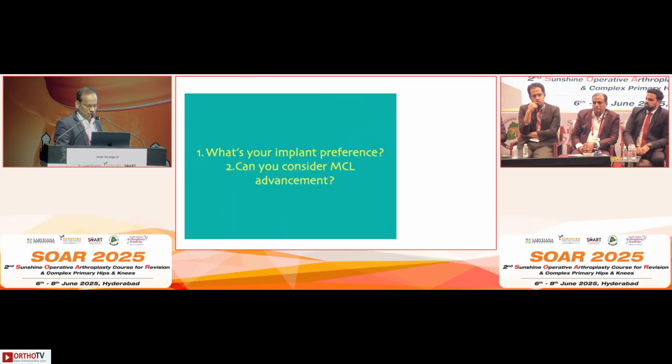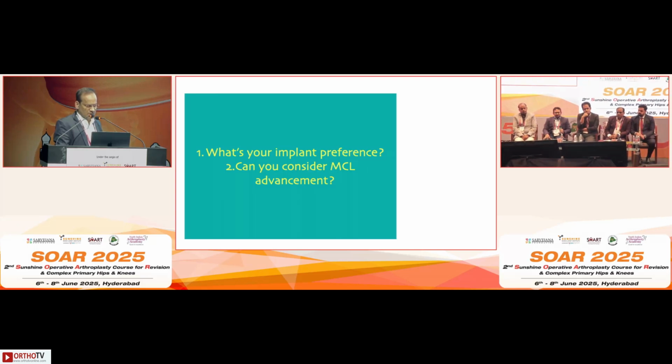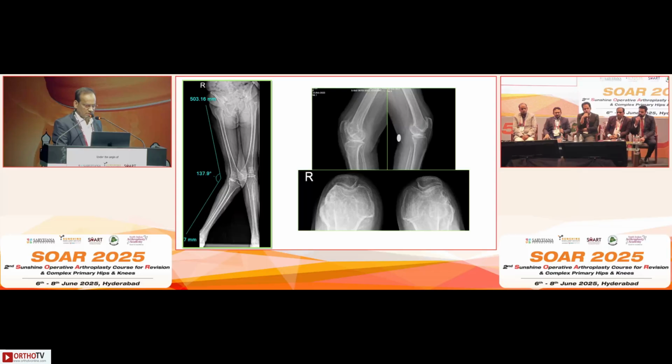So the question is, what's your implant preference, and can you consider MCL advancement? Especially in the Indian scenario, if there's a fixed deformity, no doubt at all, we have to go for a constraint. So can you consider MCL advancement in this type of case, because the deformity is completely correctable, that means the lateral side is normal?